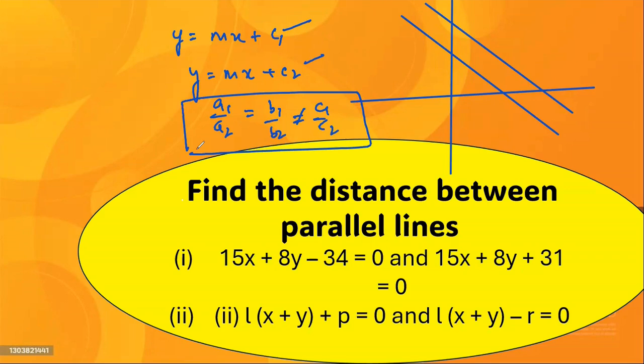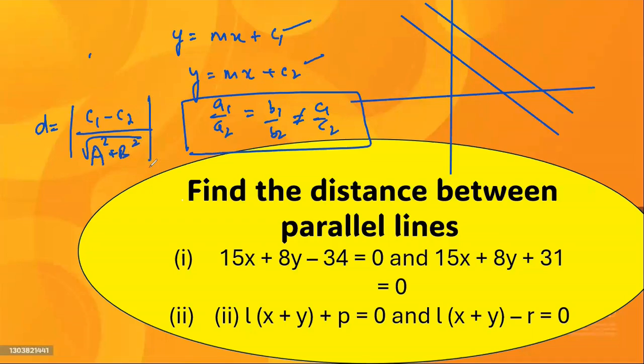So it's very easy. Now we directly have the distance formula. A1, A2, B1, B2, all the ratios are the same. So now we will apply the direct formula for the distance, which is equal to the modulus of C1 minus C2 over the square root of A square plus B square. This is a direct formula.